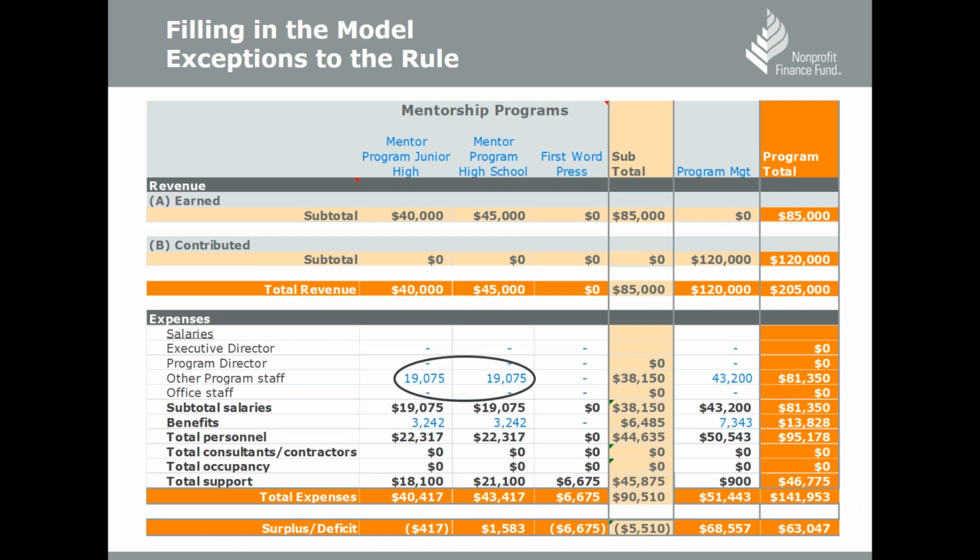In arriving at this allocation, he knows that if one of the programs goes away, for instance, if they lose funding for the junior high program, his salary would be reduced by half, and he now becomes a part-time employee. This is the opposite case of the executive director. No matter what happens to any of the programs, her salary will most likely remain intact.